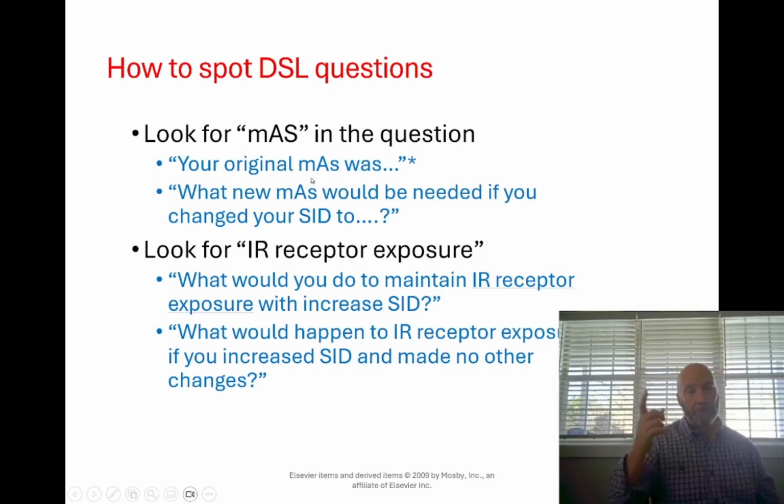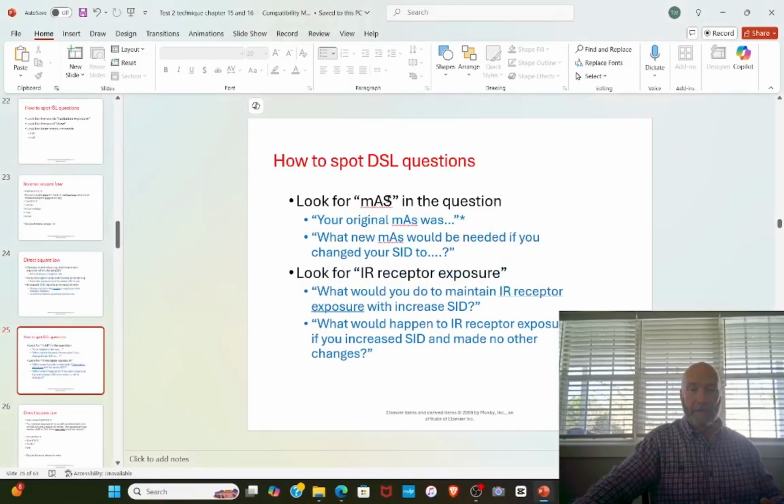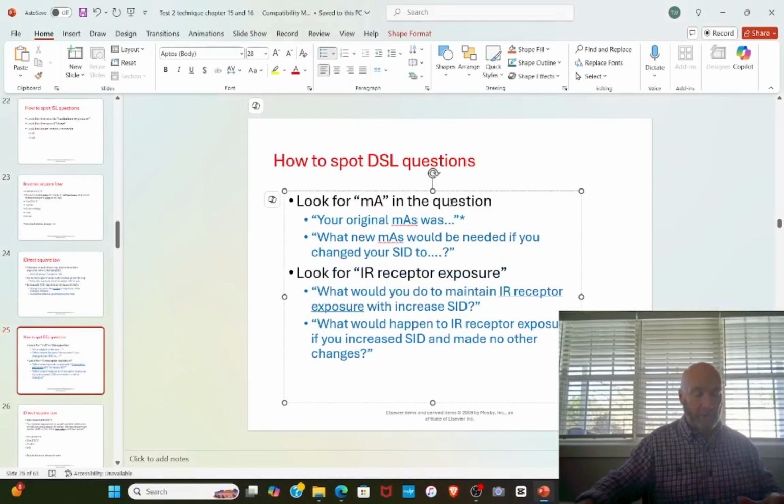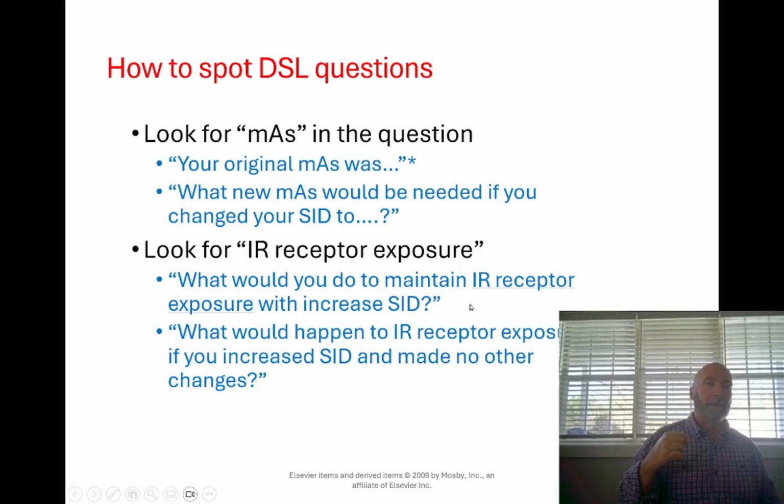So that should clue you in that we're working direct square law questions, and your mass needs to change appropriate to the change in distance. So if you increase your distance, then your mass is going to need to increase. If you decrease your distance, you're going to need to decrease your mass. So look for mass in the question.